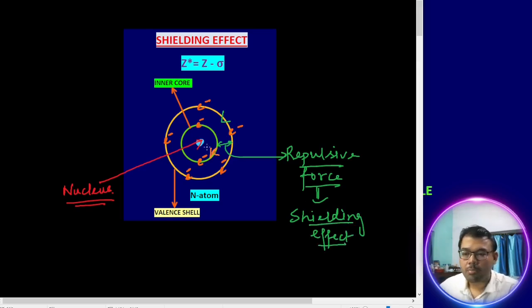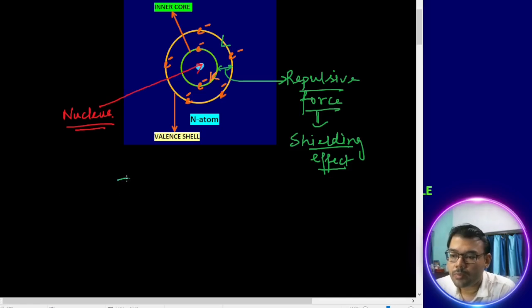So inner core electrons make some repulsive force towards the valence shell electrons. There are two types of force. One is attractive force, because of nucleus the protons are attracting each shell's electrons towards itself, so the atom is very much stable. And another force is generated due to repulsion, by inner core electrons towards the valence shell electrons. So this is the shielding effect, and in this way the attractive force of nucleus becomes somehow reduced due to this repulsive force. The effect of nuclear charge becomes reduced. So Z becomes reduced due to this shielding effect.